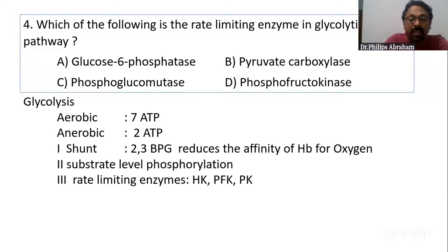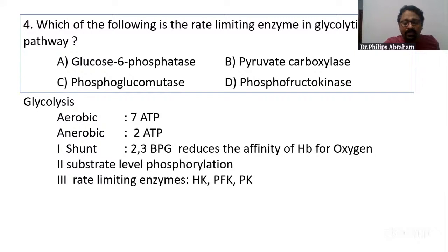And PFK, phosphofructokinase, is the most important one. That's what the question asked also. Phosphofructokinase. So 1, 2, 3: 1 shunt pathway, 2 substrate level phosphorylations, and 3 rate limiting enzymes. Understand that about glycolysis. One more question that can be asked: the sole source of energy for RBC is glycolysis. That's the only source of energy for any RBC. Please note that. That's also an important point.